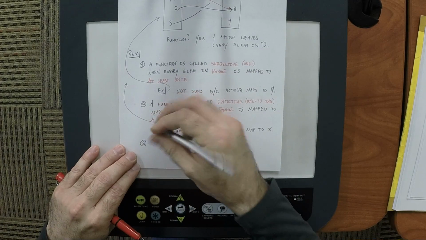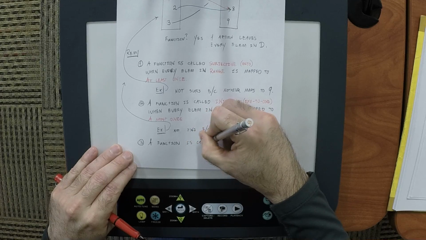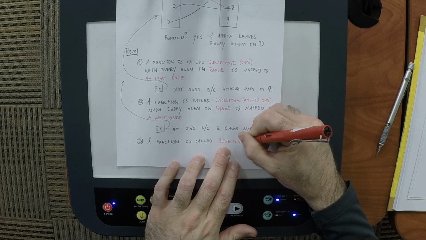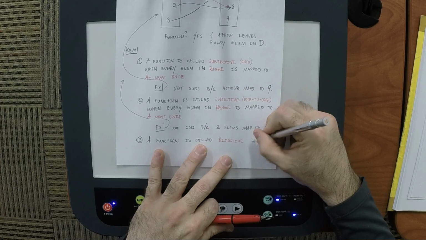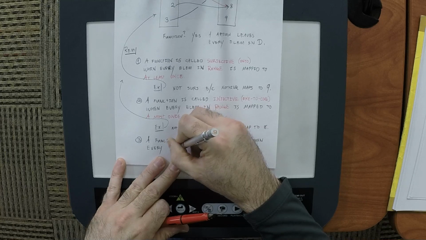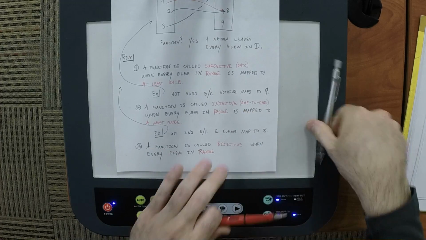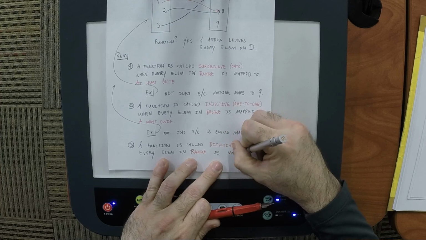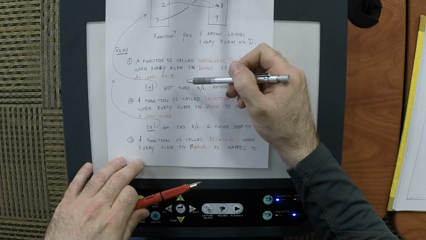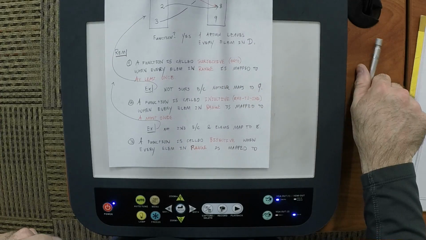Finally, a function is called bijective when every element in the range is mapped to, so it's when both of these conditions are true. So they have to be mapped to at least once and also at most once.